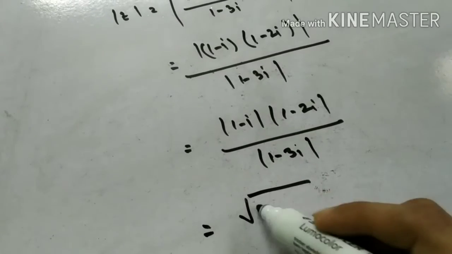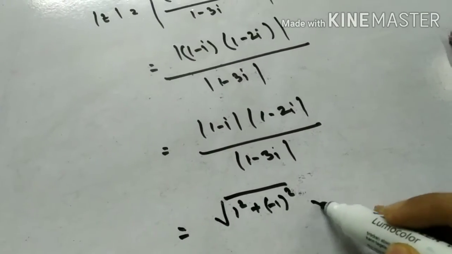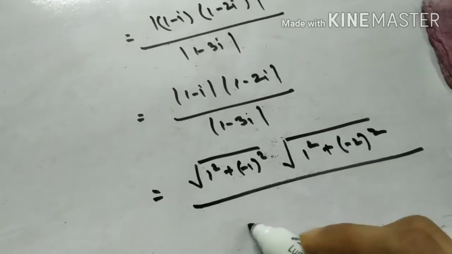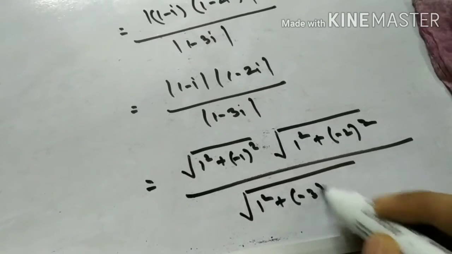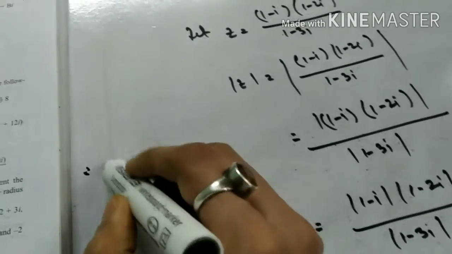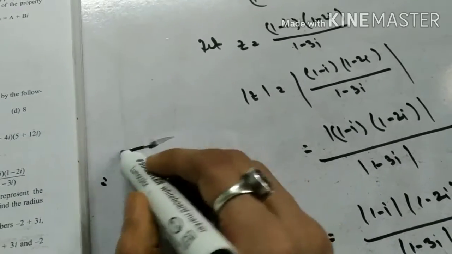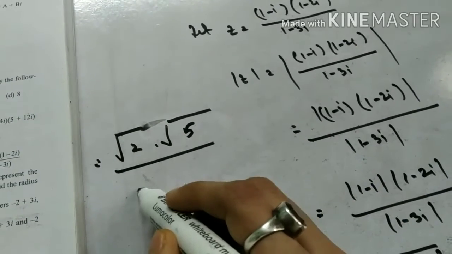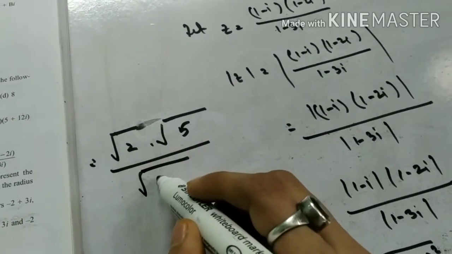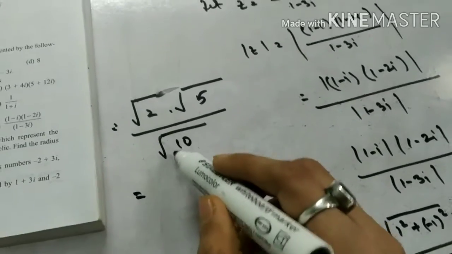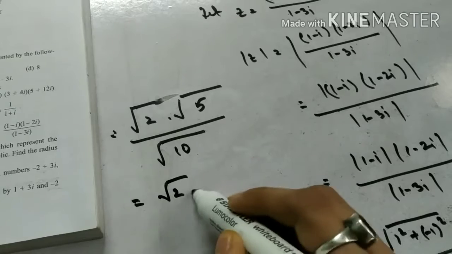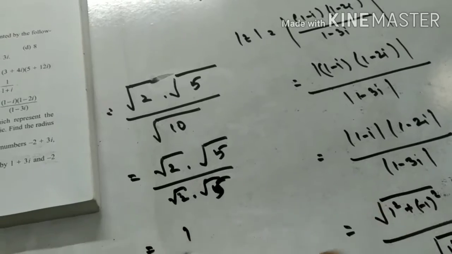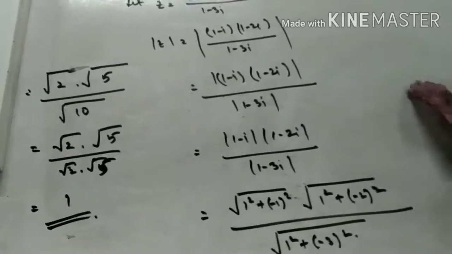So this becomes root over 1 square plus (-1) whole square into root over 1 square plus (-2) whole square by root over 1 square plus (-3) whole square. So ultimately you will get root 2 into root 5 by root over 1 plus 9, again 10 only. So this one you will get root 2 dot root 5 by root 2 dot root 5. So ultimately 1 only you will get as the answer.